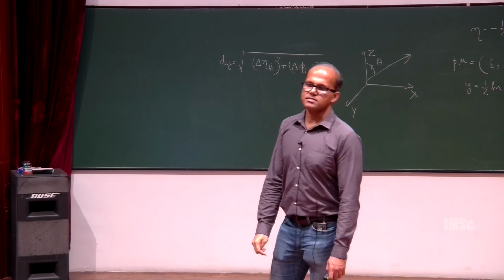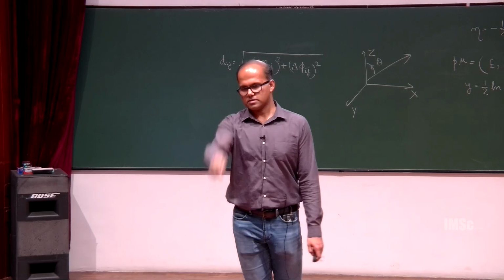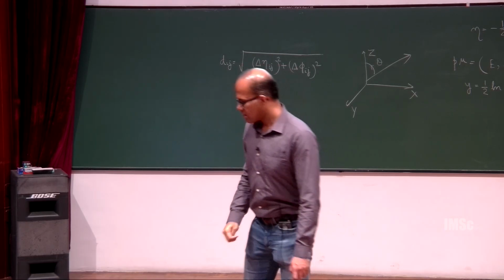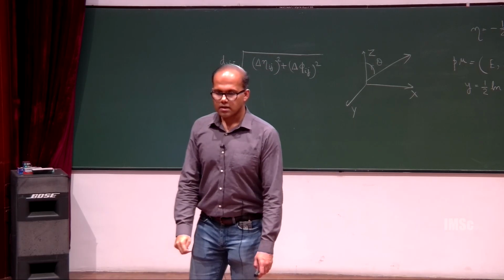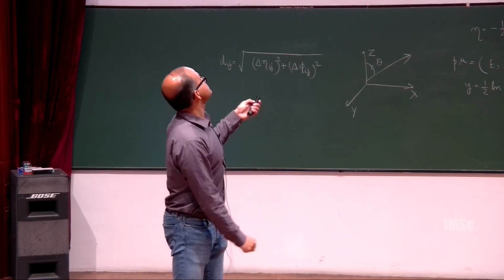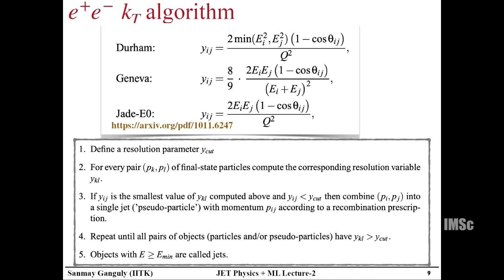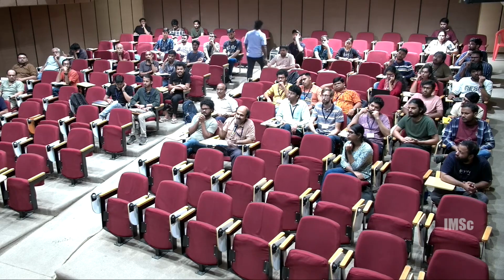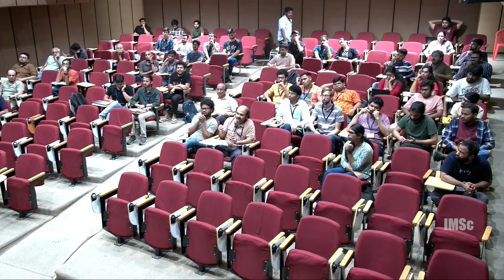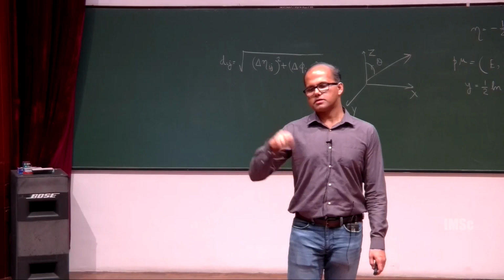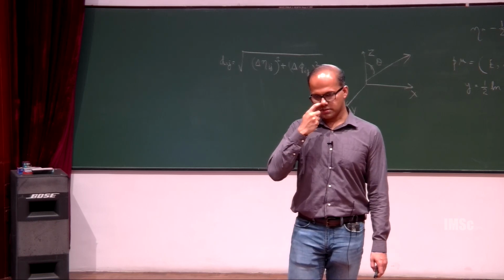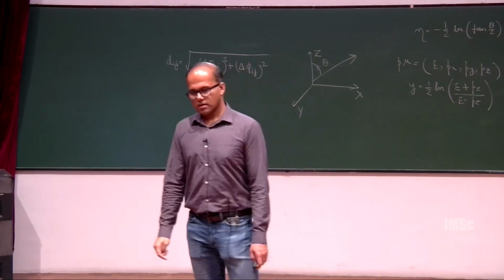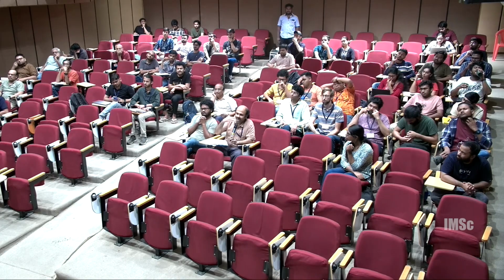Okay, thanks. Yes, the KT algorithm will do all this pairing in momentum space, whatever is defined by this. And previously in the cone algorithm, we were working more in position space, so angular space. Now it's still angular space, but convoluted with the energies this way.